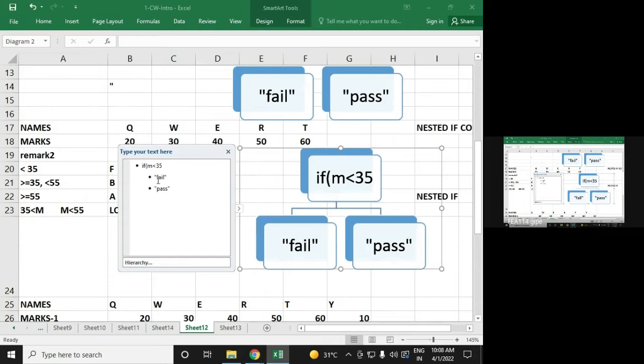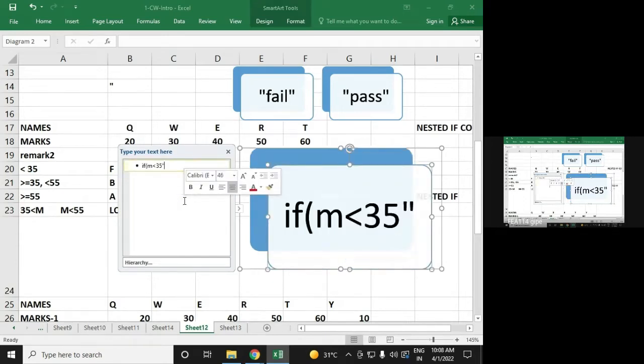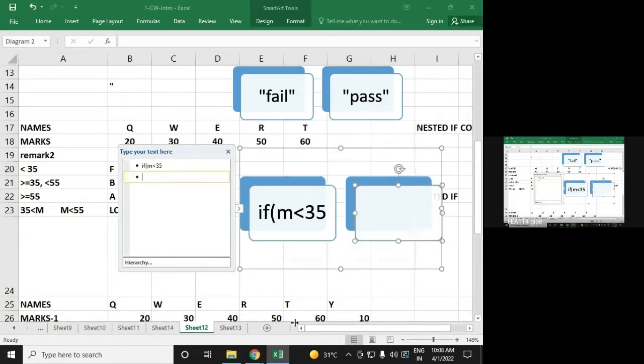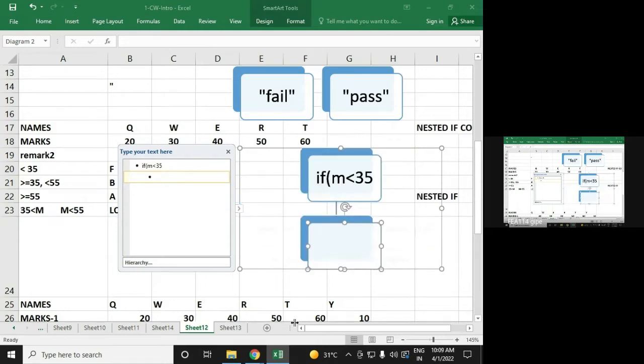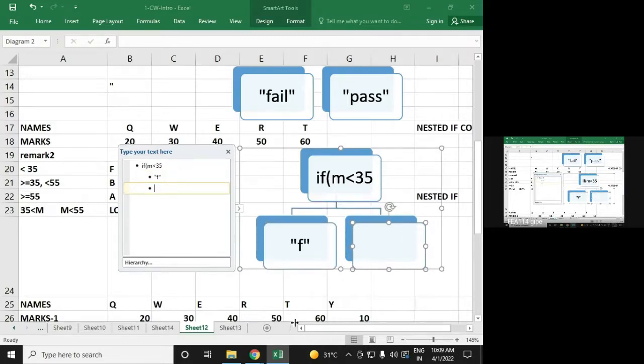If marks of students is less than 35, then what should the grade be? If this condition comes out to be true, fail, F. And if the condition is false, then B or A, either can happen. So we'll again put another if condition, if marks are less than 55.